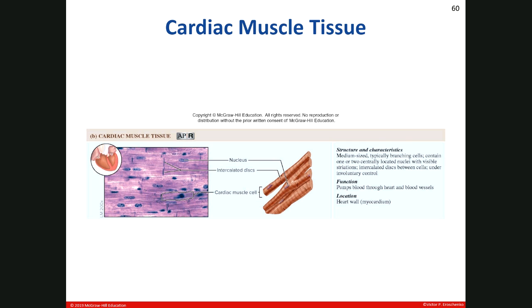Cardiac muscle tissue, here's a nice picture. I'll zoom in a little bit. You can see we still have striations. It's harder to see the cell bifurcating, but you can see a little bit of a bifurcation here and here. Multinucleated. When I say multinucleated, I mean one or two nuclei, but you definitely see the intercalated discs standing out. Questions so far?